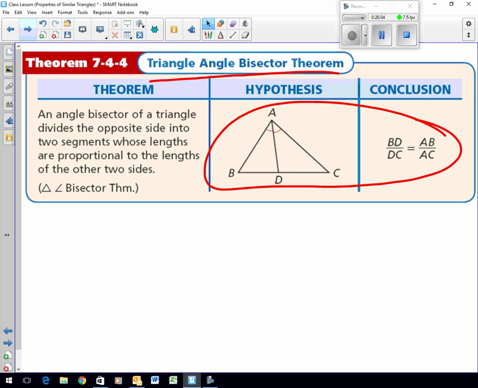Okay? That's key. An angle bisector of a triangle divides the opposite side into two segments whose lengths are proportional to the lengths of the other two sides. All right? When I take that angle bisector, the distance from B to D over the distance from B to C is proportional to the distance from A to B over the distance from A to C. It's the toughest one that we do all day, because it's the hardest one to remember.